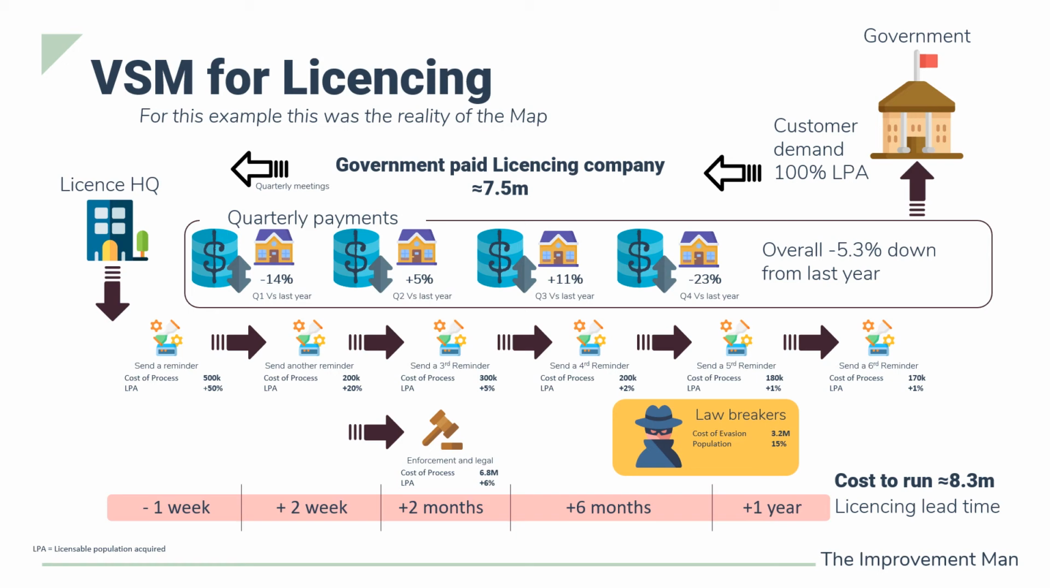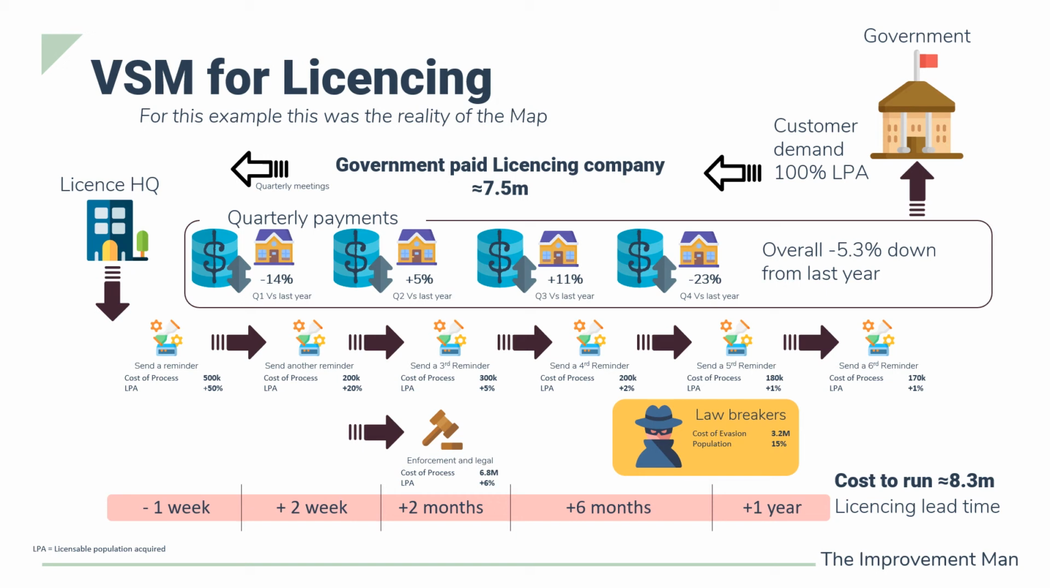A secondary process was started at the same time as the third reminder, where legal and enforcement cost the company 6.8 million, which generated another 6% return. The lawbreakers were put into their own little box, and that costs the government around 3.2 million, and that was the population of about 15%. And in all, the total cost of the organisation to run was 8.3 million.